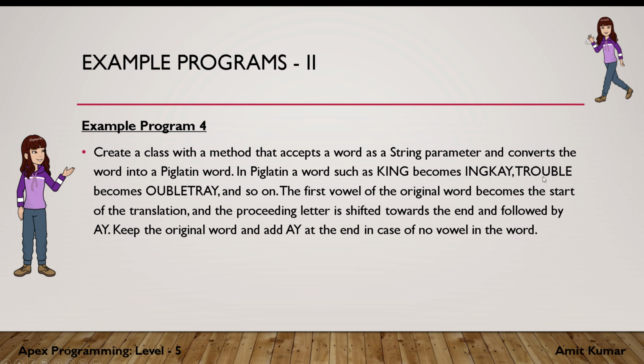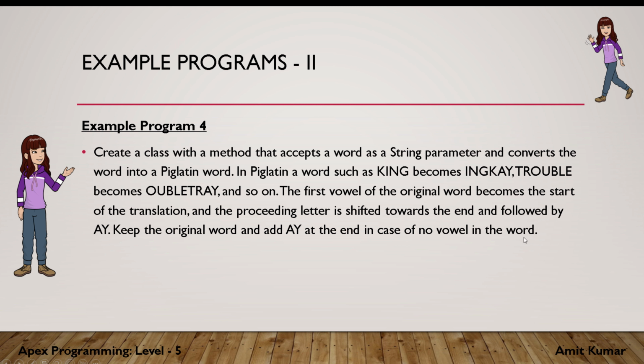If we see the word trouble, the first vowel is O, so it starts with O up to the last letter, that is E, so OUBLE. Then the characters before O were TR, so OUBLETR, and finally AY is added at the end. Hence it becomes OUBLETRAY.